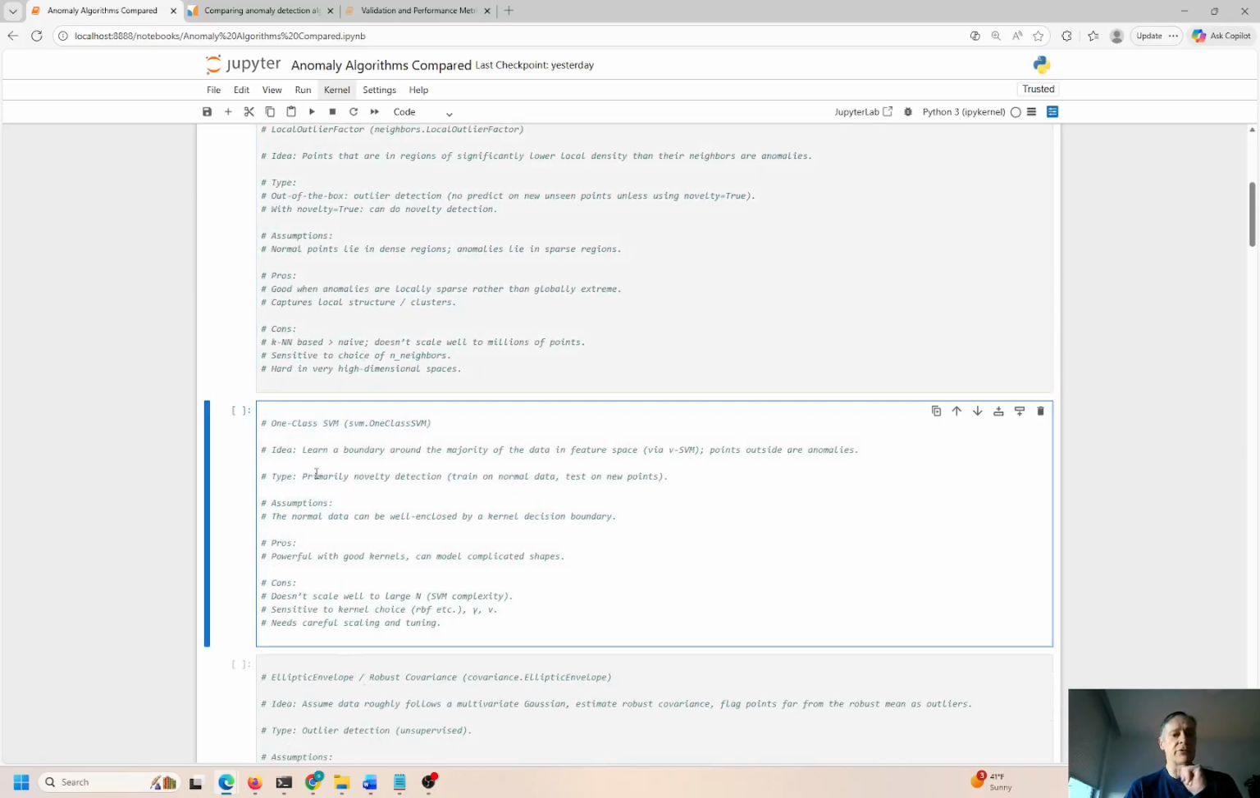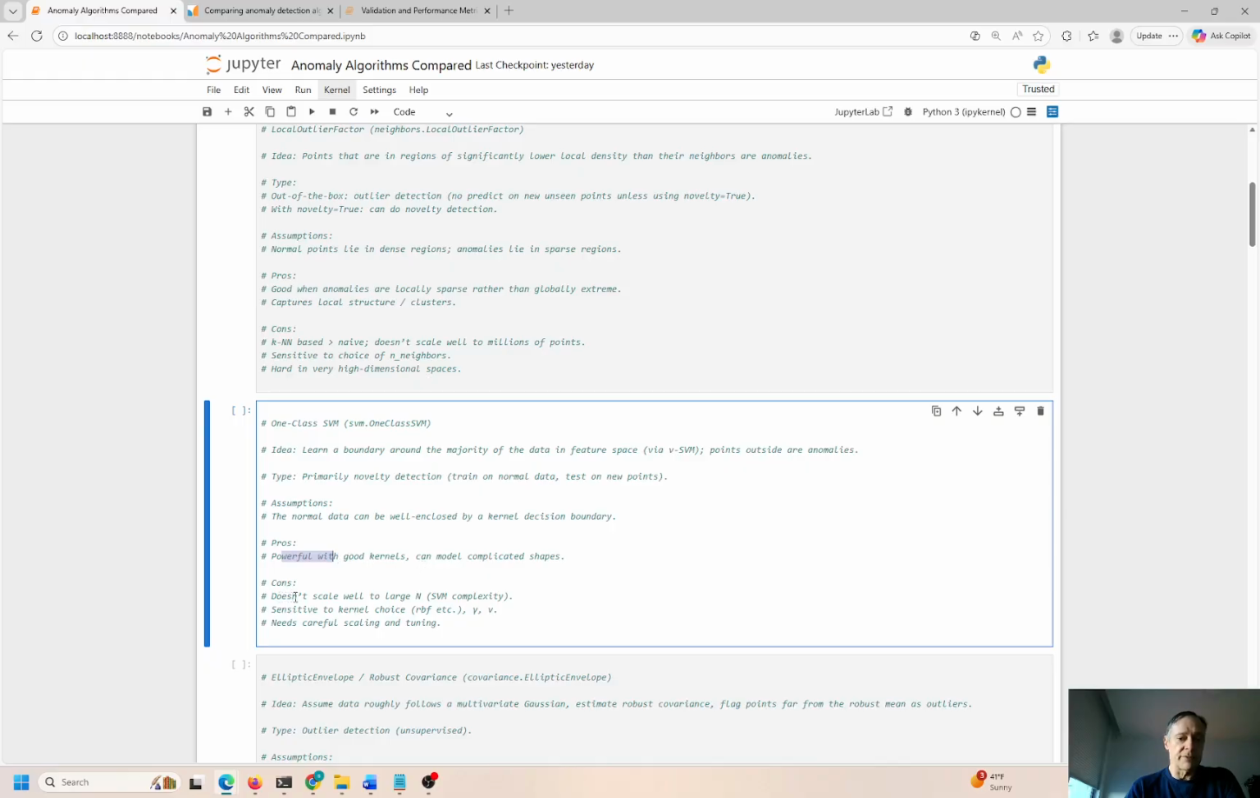The third one I'm looking at here is one class SVM, so support vector machine. The idea is to learn boundaries around the majority of the data in feature spaces via the support vector machine, so that's fine. Assumptions: normal data can be well enclosed, and kernel decision boundaries are made powerful with good kernels and can model complicated shapes.